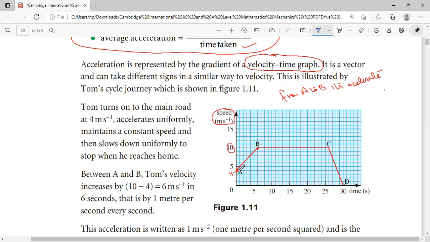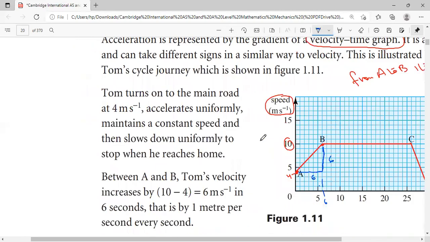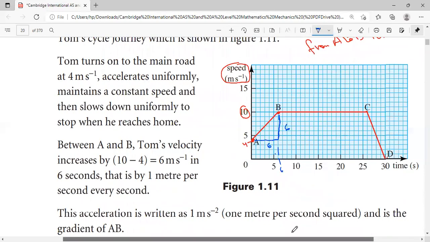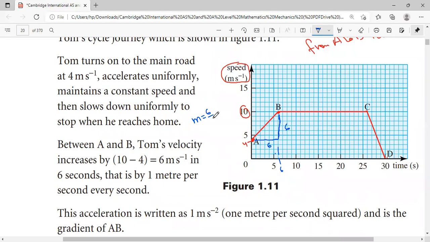By all these methods you can apply. Here I am using the rise over run method, from here to there. I draw this line here, and draw the line at this side. What is the rise from here to there? This one is 6. What is the run from here to there? This one is 5. So this point is 6. I increase the size of this one so you can clearly see. Rise is 6, run is 6. So the gradient m is equal to 6 over 6, which is 1 meter per second square.